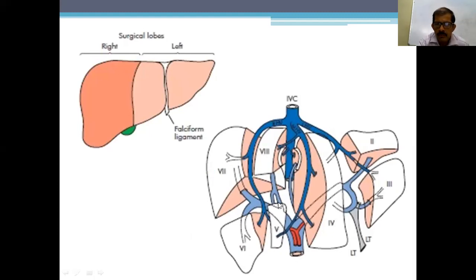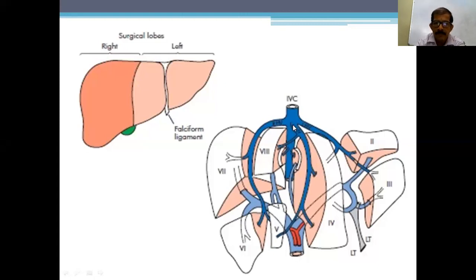Whereas the left lobe, now this 4th segment has also gone into the left lobe. So this is the 4th one. Of course, a small caudate lobe will be there, very small. So don't bother about that. That is the 1st segment. Then 2nd and 3rd. So total 4 segments will be there in the left lobe, whereas these 4 segments are the right lobe. So this is the anatomy.